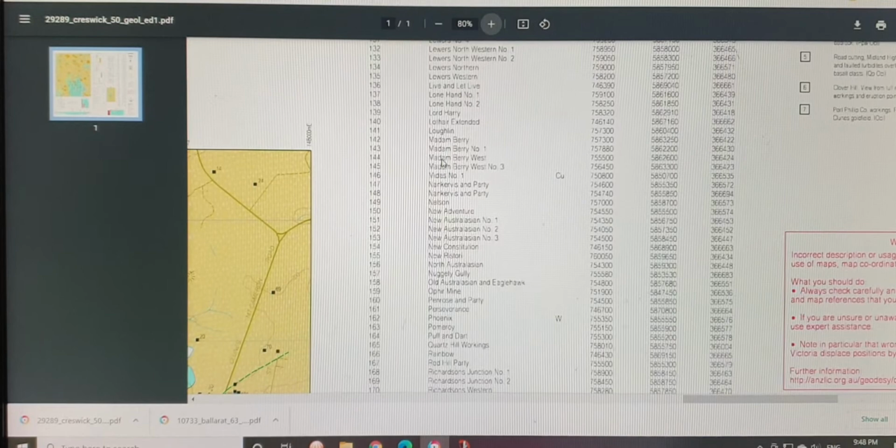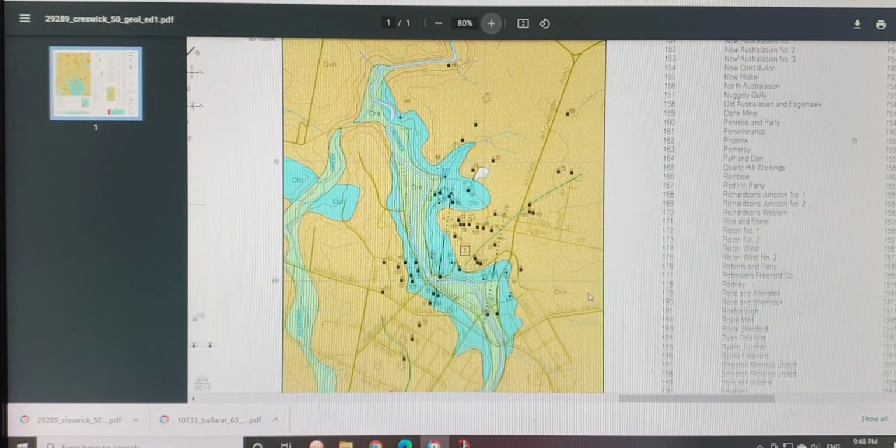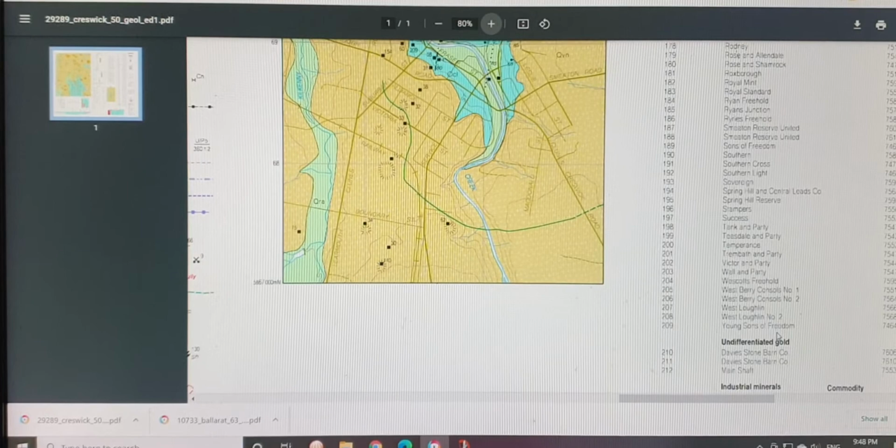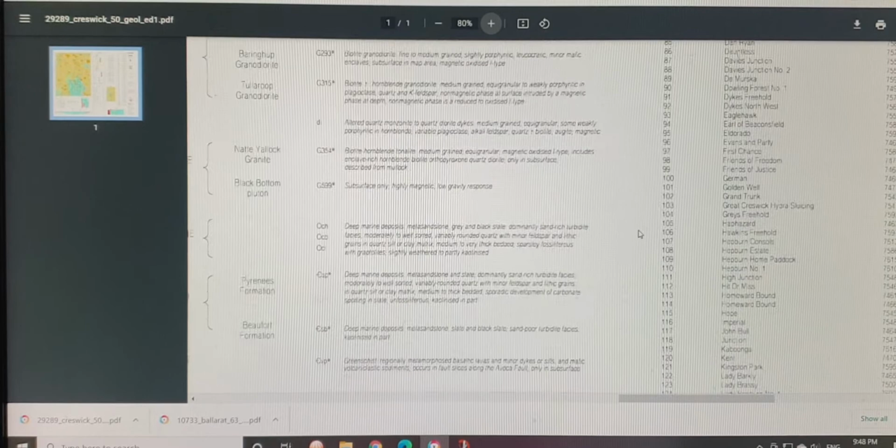And this is the gold field. So you can see, so what do we got? 209. So 209 is Young and Sons of Freedom. Then we got 80. 80 is, which one's 80? Creswick Consul. So just different deposits.